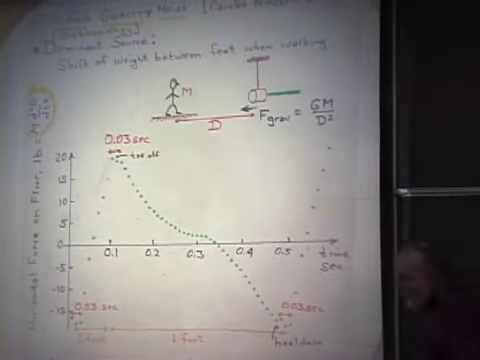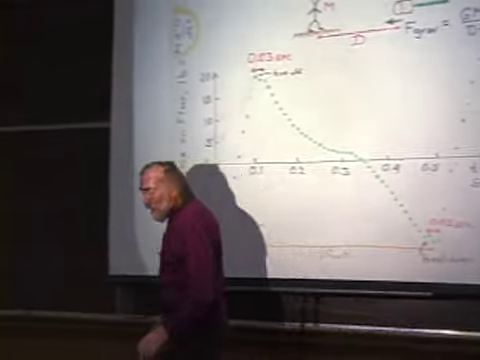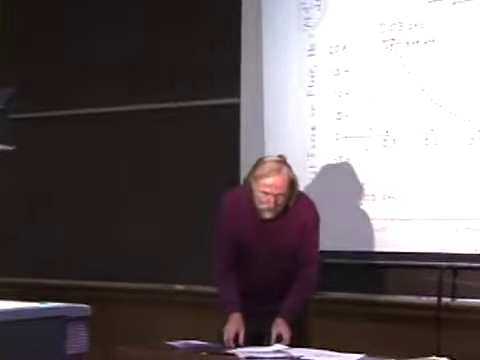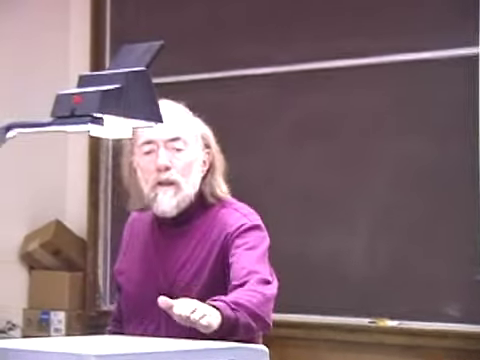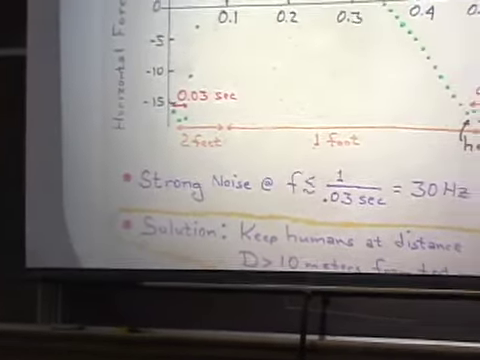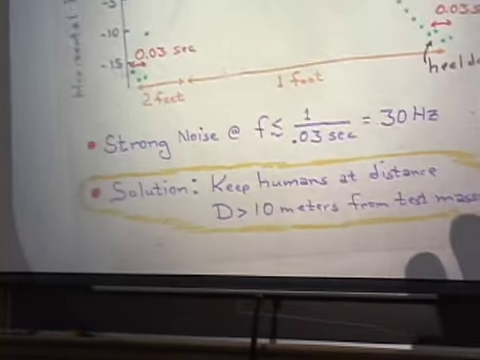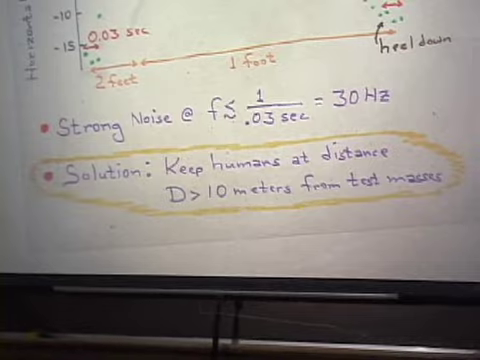And so Carolee and I went through the details of this and wound up with a bottom line for this noise, that we have to keep human beings at distances d bigger than 10 meters from the test masses, or we would have problems. So the facilities were designed so that nobody is within 10 meters of the test masses when LIGO is in operation.